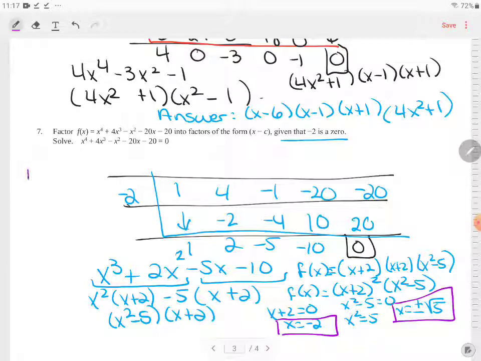So let me go to the side here. If you'll look up, the answers are negative 2, positive square root of 5, negative square root of 5. That's what the plus and minus mean.